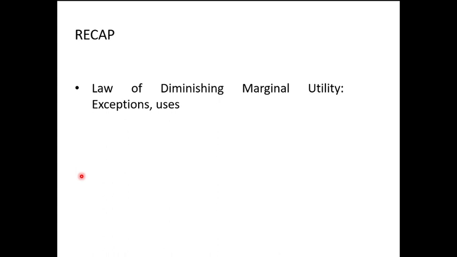So what does the law of diminishing marginal utility say? You have to remember what is utility, who gave that utility, then the law, the assumptions, the schedule, one diagram, the observation of the diagram, then the exception of the law, or you can also say the limitations of the law, and then the applications or uses of the law. This is what we studied in the earlier session.